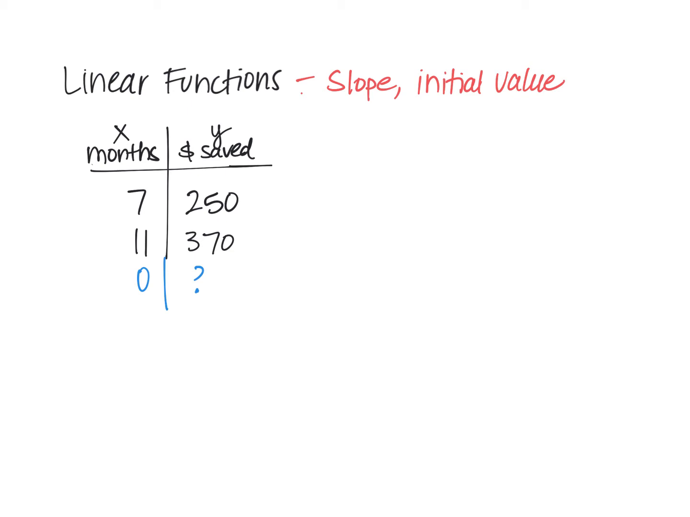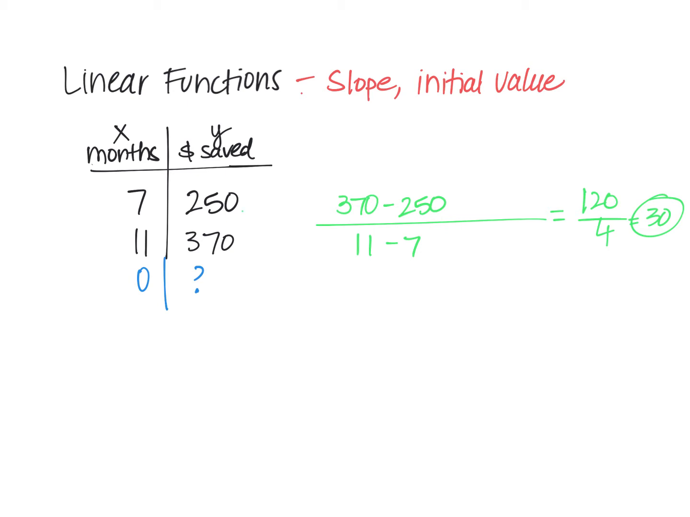The first thing that we did was we found the rate of change. Just as a quick refresher, we did the y's, the 370 minus 250. We saw how much my money went up and how much my months went up. We did 11 minus 7. So we subtracted the y's, subtracted the x's. When I do that, 370 minus 250, I get 120. And then 11 minus 7, I get 4. And then 120 divided by 4 is 30. So that means my rate of change is 30.